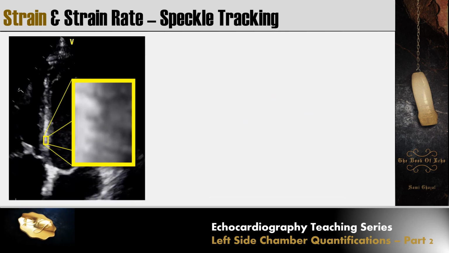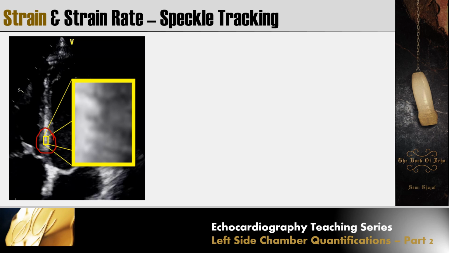As technology advanced, now we can measure strain and strain rate by a technology called speckle tracking. Speckle tracking is, if you look at the myocardium segments here and then you magnify it, you will see a texture. This texture is unique and is caused by scatters from the ultrasound reflection. The software then will follow these segments and keep tracking them.